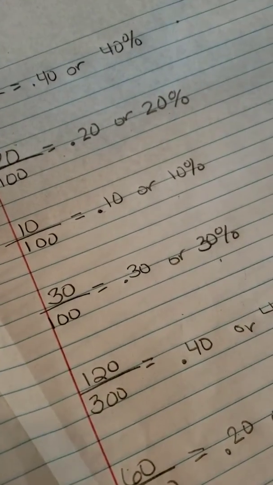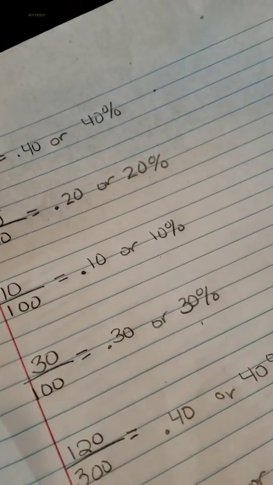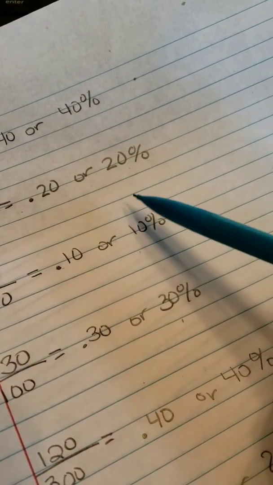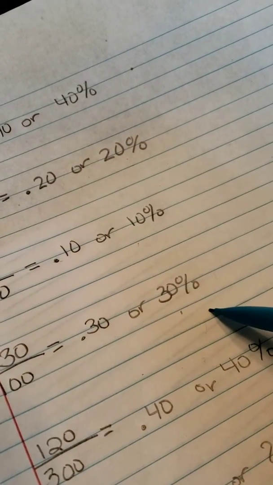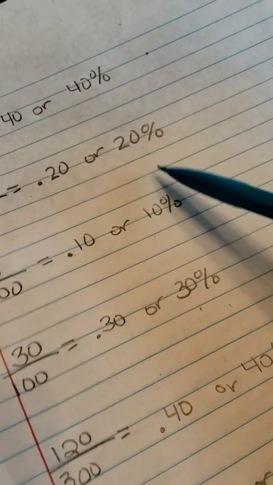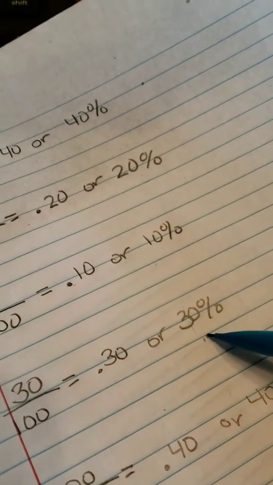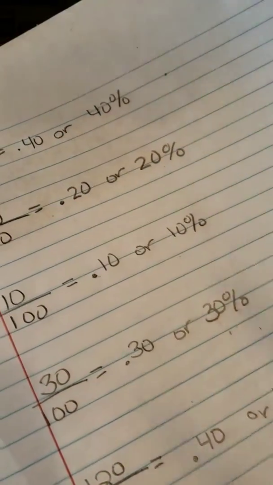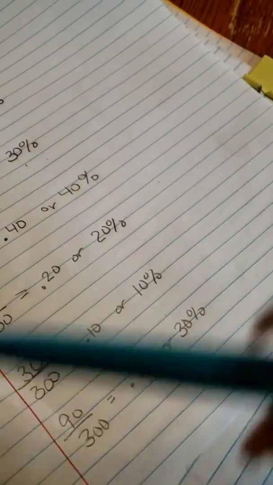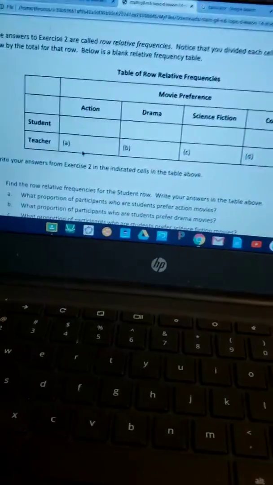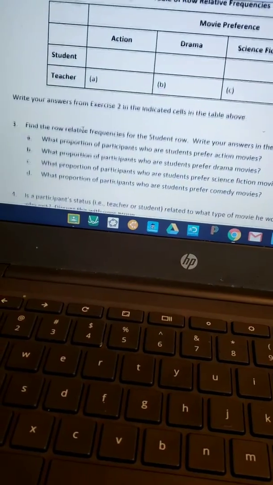Now that we've completed all of these calculations, I want you to notice how 40 plus 20 and 10 and 30 will give us 100%. 40 and 20 gives us 60, 10 gives us 70, the 30 added will be 100%, which means we've covered all of our population of teachers and all of our population of students. Same thing here, 40 and 20, 10 and 30. So let's get back to the questions here.